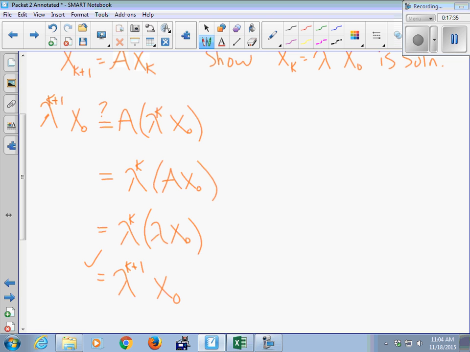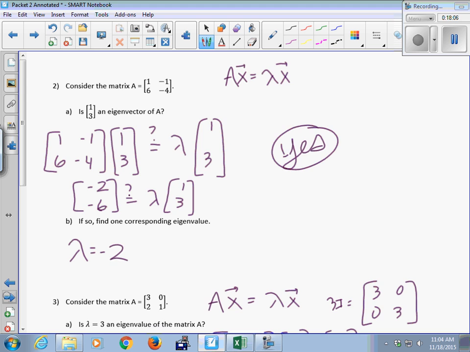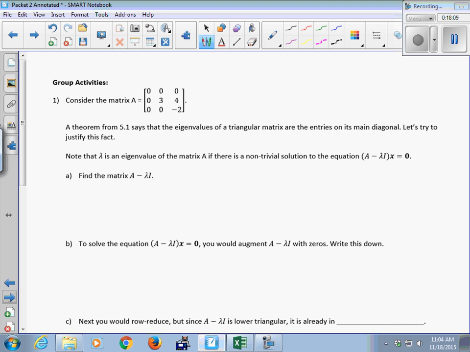So this is basically saying if you have a difference equation, x^(k+1) = A x^k, that's a difference equation. You can build its solution by looking for eigenvalues and eigenvectors of A. So if you can find eigenvalues and eigenvectors of A, you can use them to build a solution to the equation. We will do more with this tomorrow. For now, I want you to work on the activities. They deal mostly with the definition of an eigenvalue and an eigenvector.